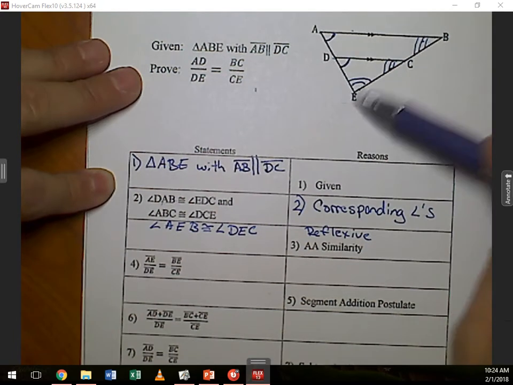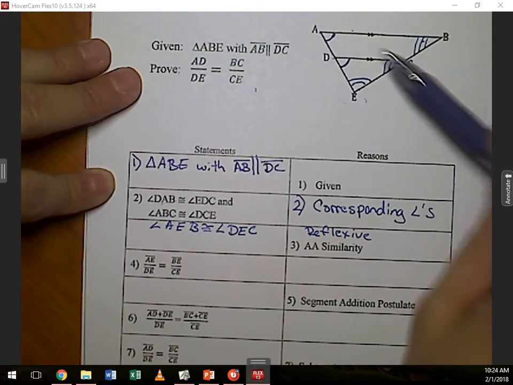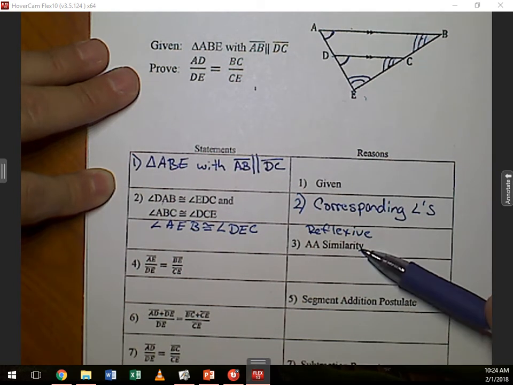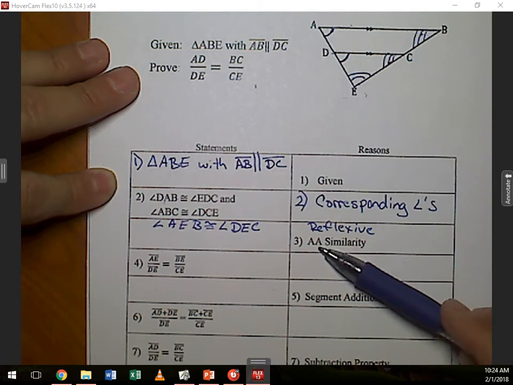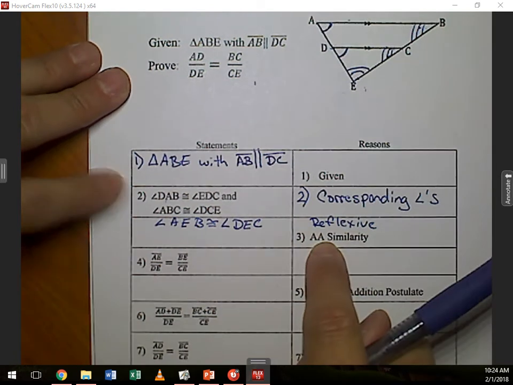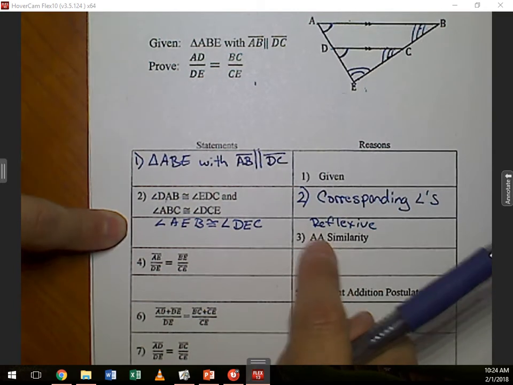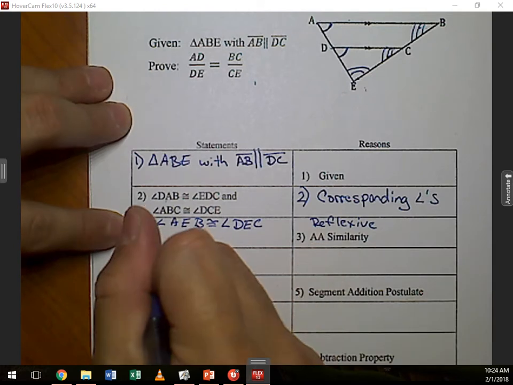So I have all 3 angles in both triangles. All I needed was 2 of them to be able to say that the triangles themselves are going to be similar by angle-angle similarity. So if I know it's supposed to be angle-angle similarity, now I just have to write which triangles are similar. It would be triangle.